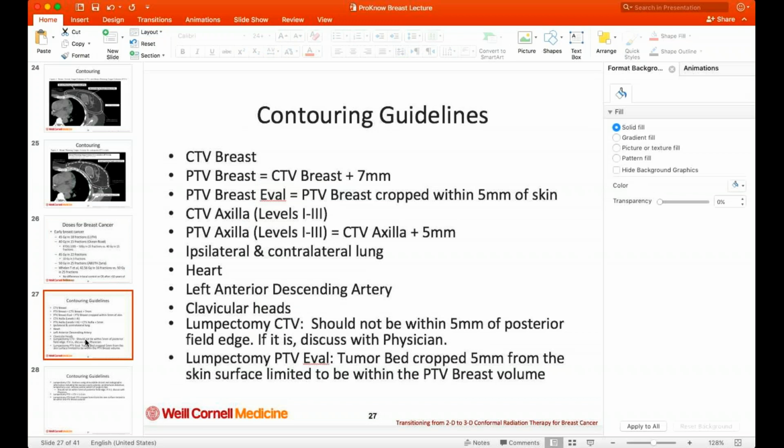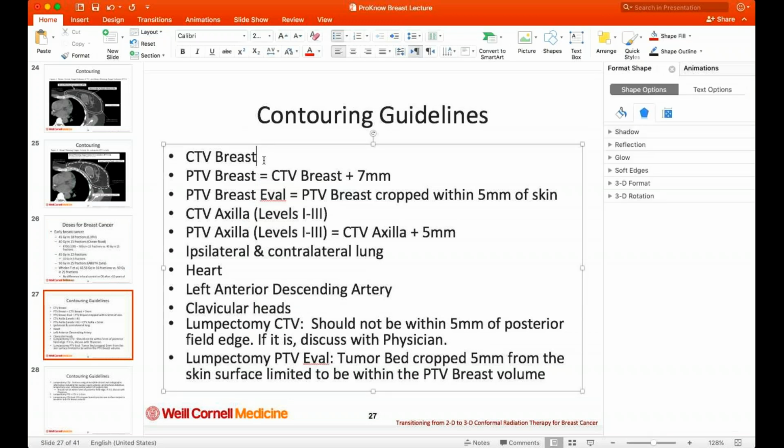All right, so when it comes to contouring for the breast, these are the structures you want to make sure you have in place. So the breast/chest wall, and then you also want to create a PTV breast/chest wall, which is usually the CTV plus 7 millimeters. Then you want to make sure you also create a breast or chest wall PTV eval, which is what you're going to use to assess your plan and how well it covers the volume you want to treat. And so that's created by taking your PTV breast or chest wall and cropping it 5 millimeters off the skin.